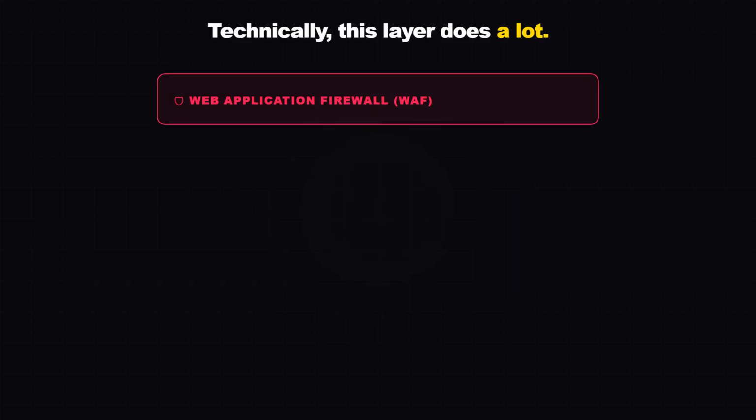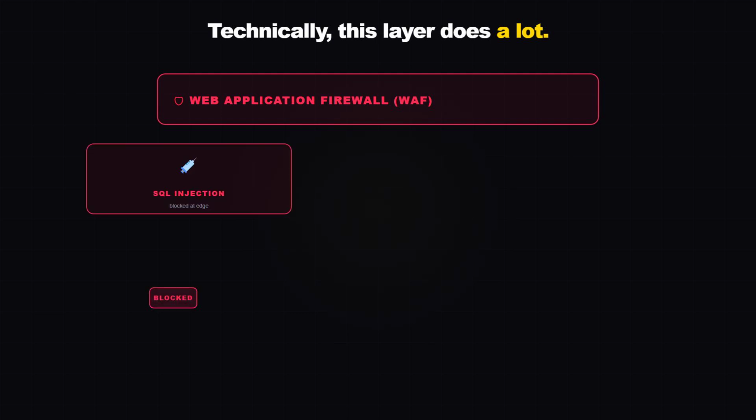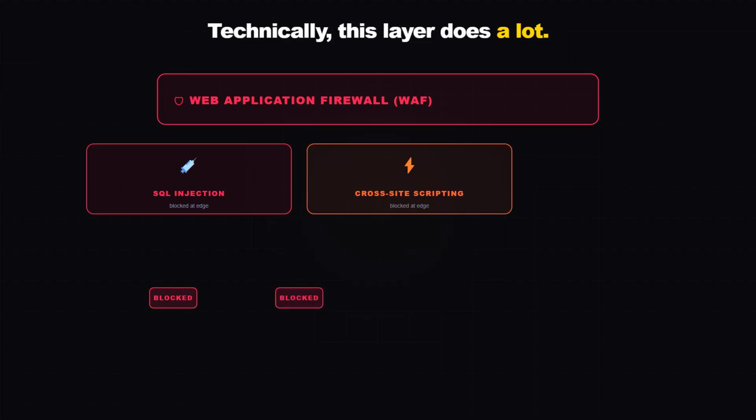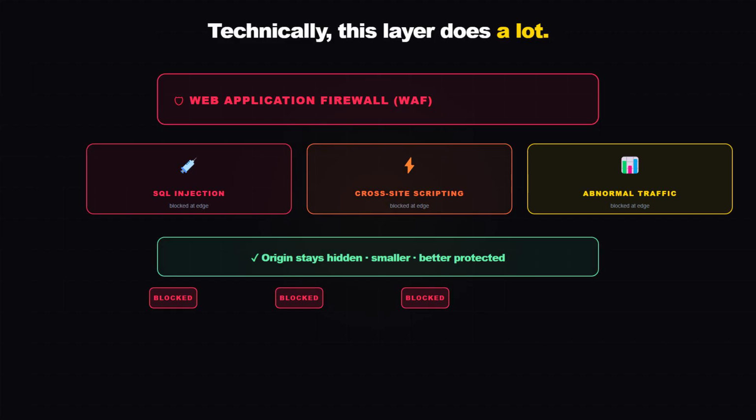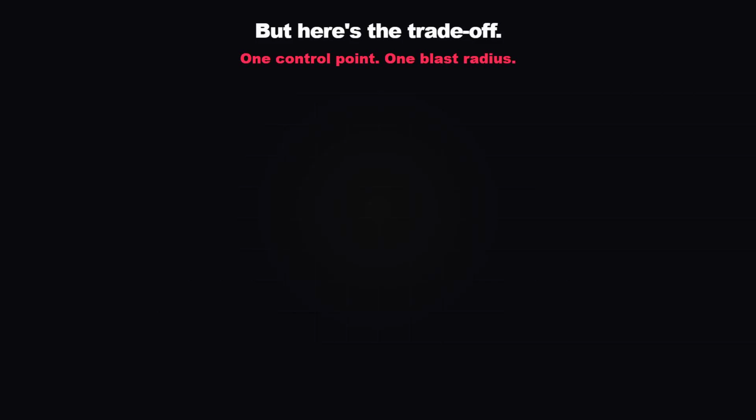This is where a WAF, a web application firewall, typically operates, inspecting requests for patterns like SQL injection, cross-site scripting, or abnormal traffic behavior, so your origin stays hidden, smaller, and better protected. But here's the trade-off. You've created a single critical control point. And when this layer fails, it fails before your application even runs.